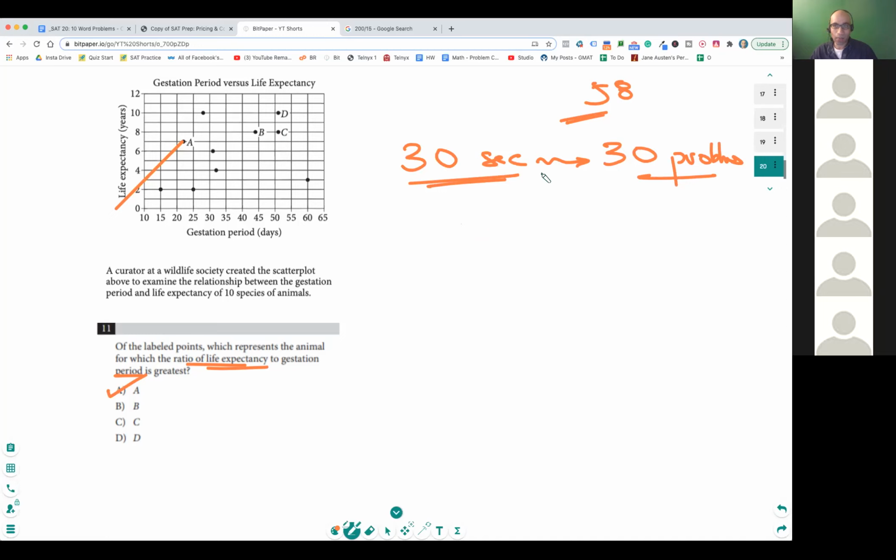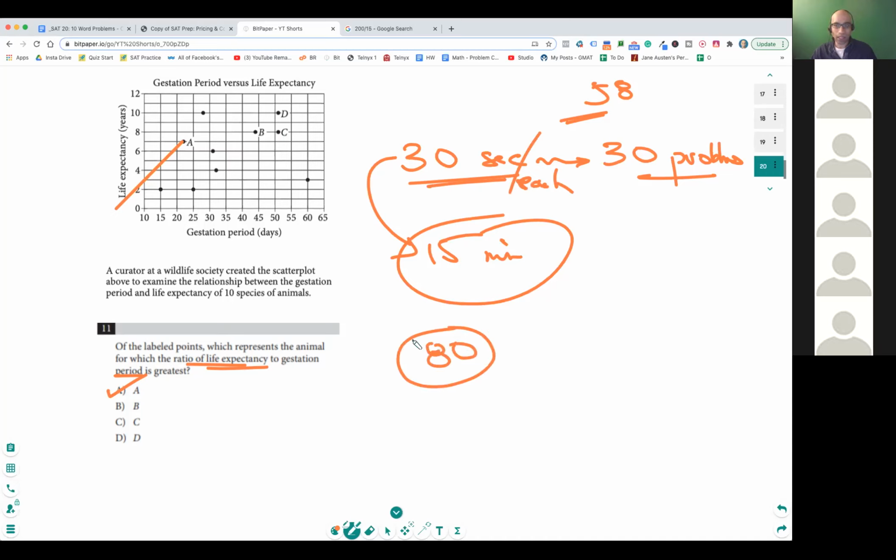you need this particular piece. Okay, so you need to solve 30 problems in 30 seconds. That's crazy. That's like 15 minutes. Imagine if you can solve 30 problems at 30 seconds each. So that's 15 minutes, and then you have tons of time. You've got 80 minutes to solve the remaining problems, 80 minus 15 minutes.